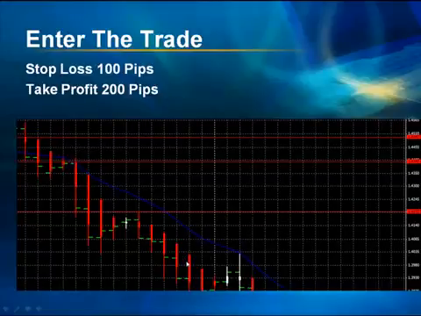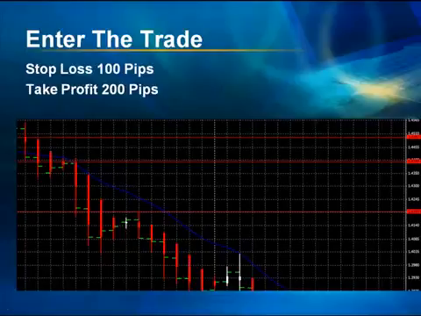Let's take a look at some examples on the MetaTrader charts, and then we can show you how to set this up and show you with real data how this works.